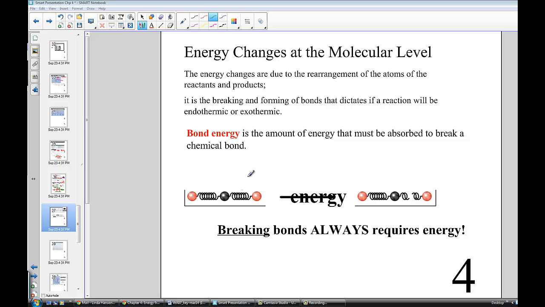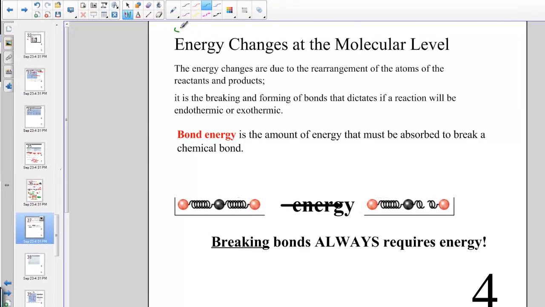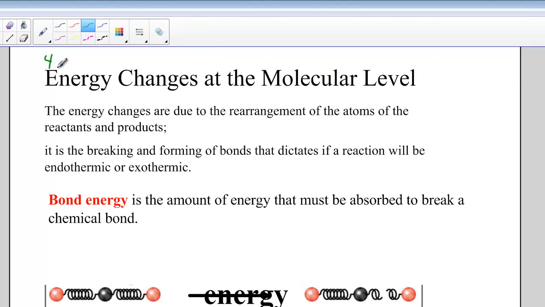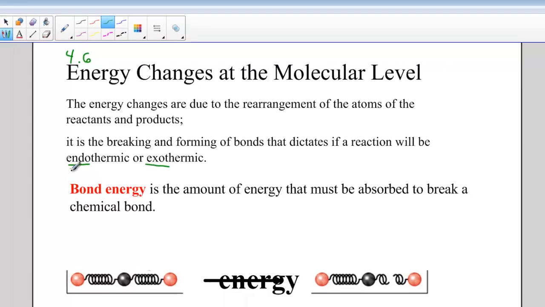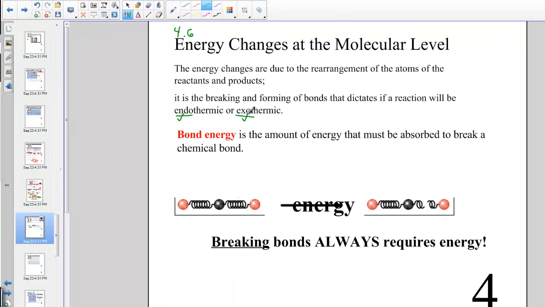Welcome back. We are now looking at our third lesson in our environmental chemistry course, Chapter 4, Energy from Combustion. And we're looking at section 4.6, energy changes at the molecular level. Reactions involve breaking bonds and forming new bonds. That is the heart of chemistry: breaking the bonds of the reactants, rearranging those atoms, and then forming new products. It's the breaking and forming of bonds that dictates if a reaction will be endothermic or exothermic, heat absorbing or heat releasing.